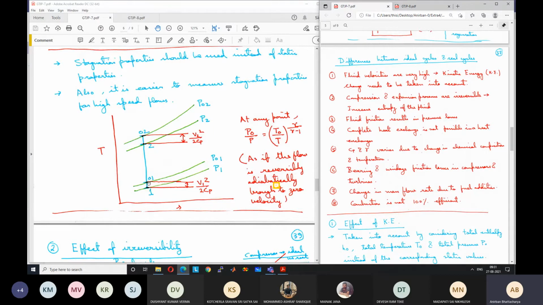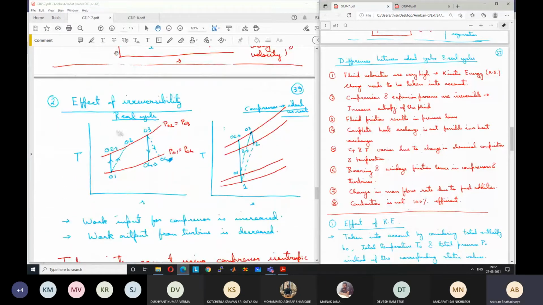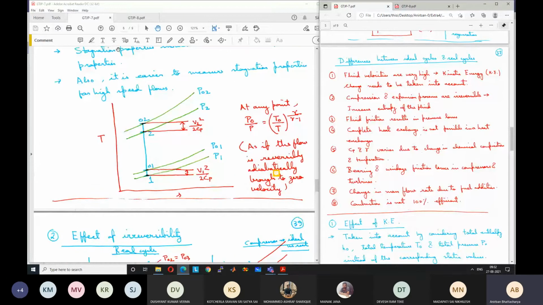Similarly, at the outlet of the compressor, if the static pressure is P2 and the velocity is V2, first we can find the stagnation temperature T02, which is equal to T2 plus V2 square by 2Cp, and then we can find the stagnation pressure P02 by P2, which is equal to T02 by T2 to the power gamma by gamma minus 1. So like this, we can easily calculate the relation between static and stagnation properties. Any questions?